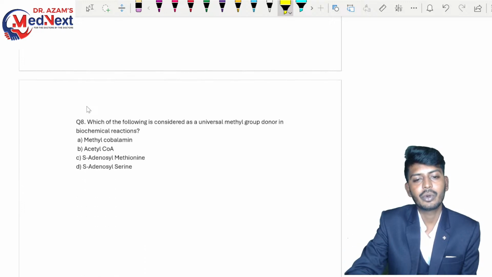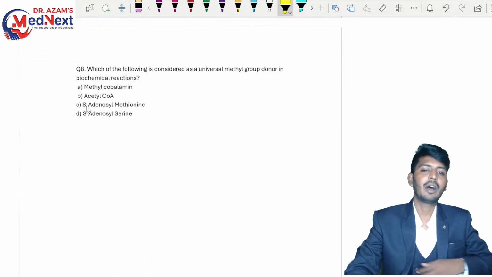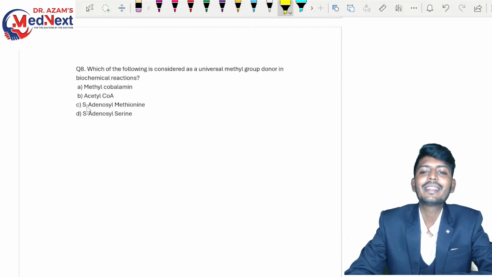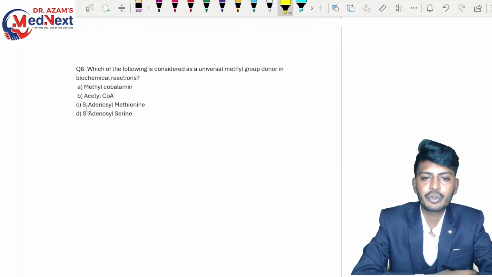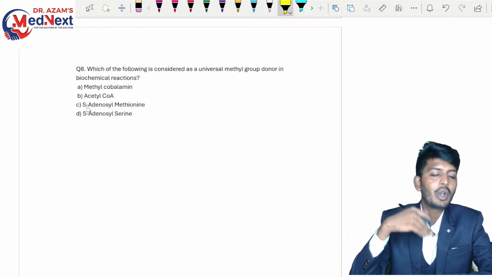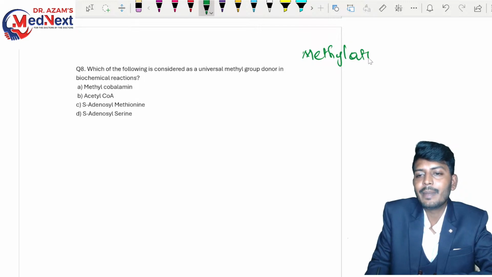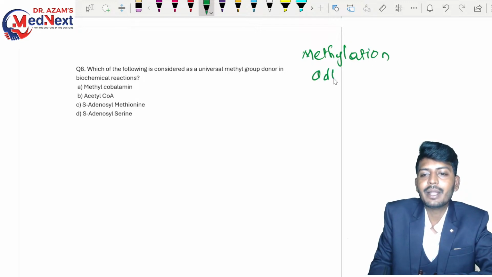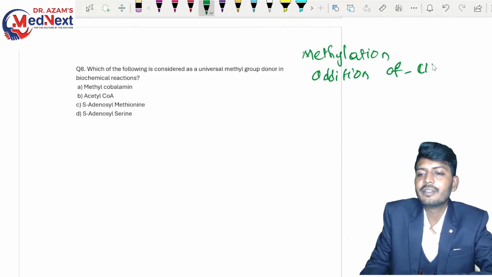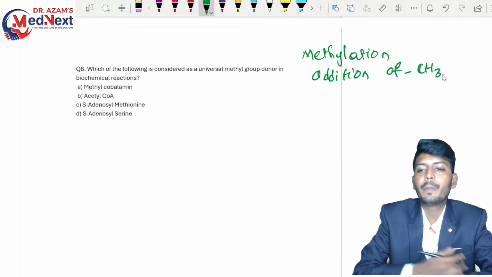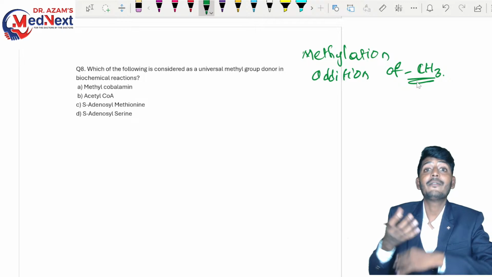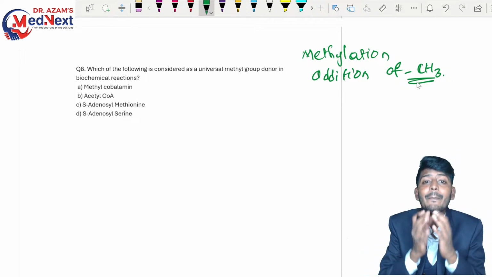Let's go to the next question. Which of the following is considered a universal methyl group donor in biochemical reactions? It is a very straightforward question. Which of the following donates a methyl group? Suppose there is some reaction, there is something called methylation. Methylation means addition of a methyl group, addition of CH3. CH3 means methyl group. So there should also be a source of the methyl group. We need to get it from somewhere. Where do we get the methyl group from?